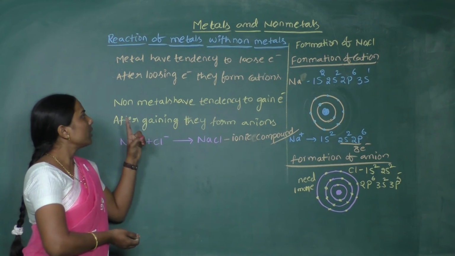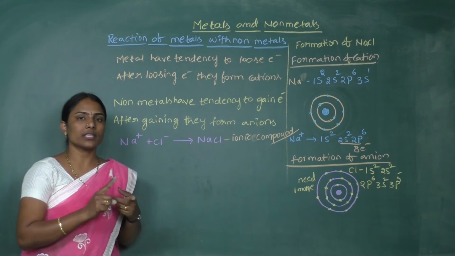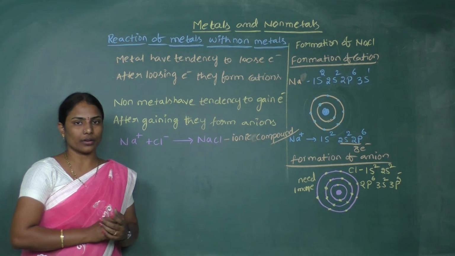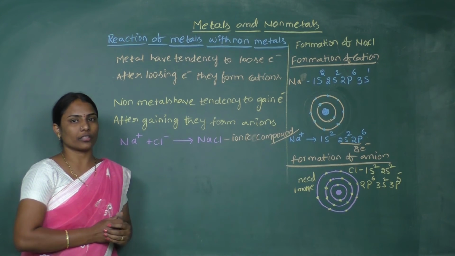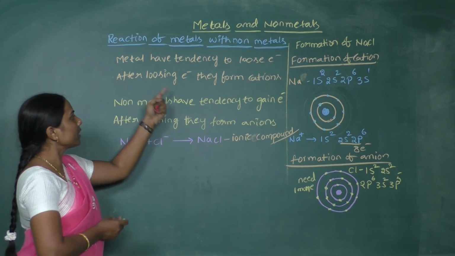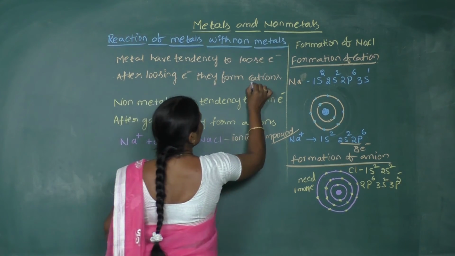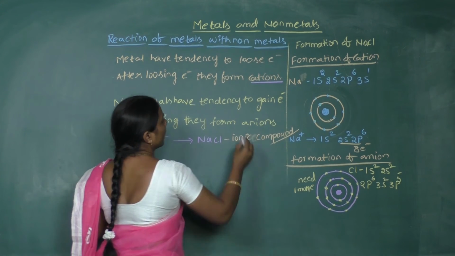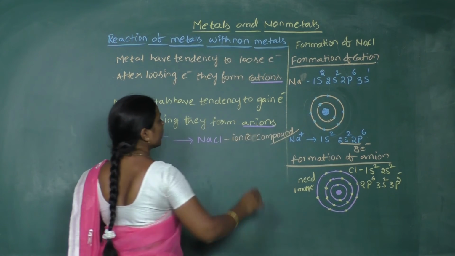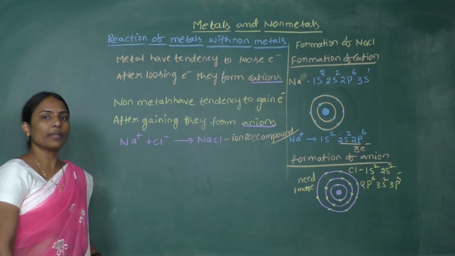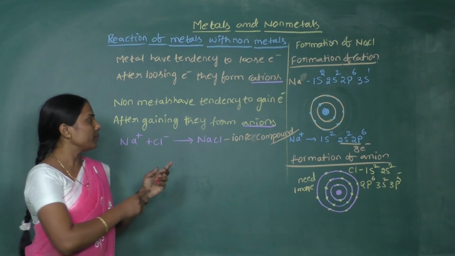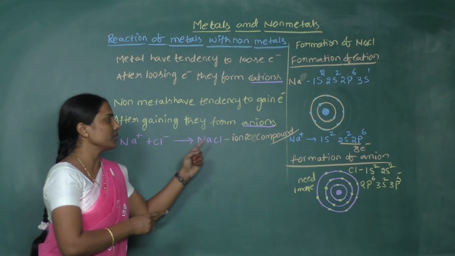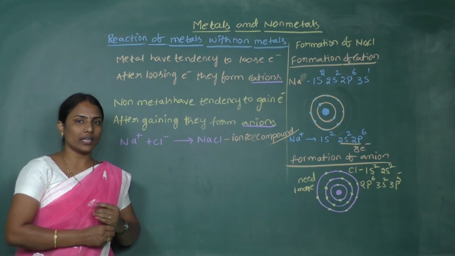Because here one metal is there, it always has the tendency to lose electrons, and at the same time a non-metal has a tendency to gain electrons. So the atom having the tendency to lose electrons forms a cation, and the atom having the tendency to gain electrons will form an anion, and a compound which is formed by the combination of a cation and anion is always called an ionic compound.